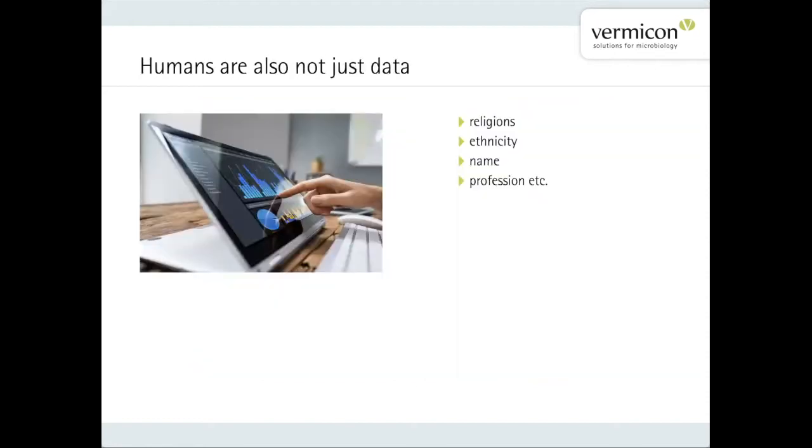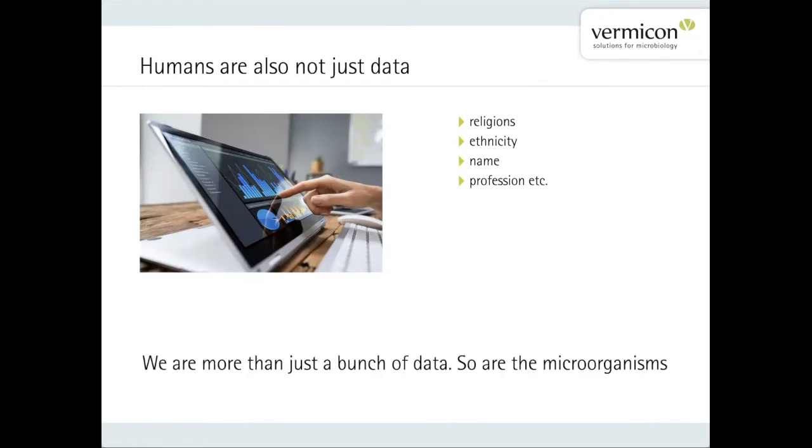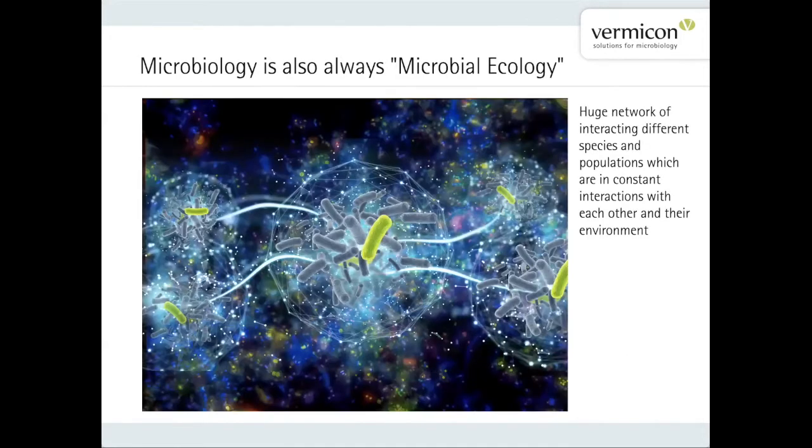The same as this comparison, humans are also not just data. You can classify them regarding religions, ethnicity, name, profession, etc., etc. But humans are not just data. I would really say we are more than just a bunch of data, and so are the microorganisms. Well, microbiology is not data of microorganisms, but microbiology is always microbial ecology. We have always a huge network of interacting different species and populations.